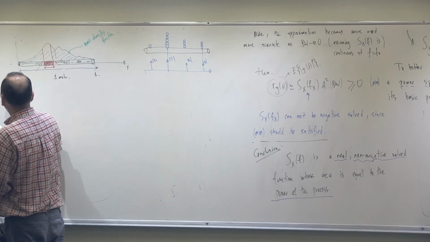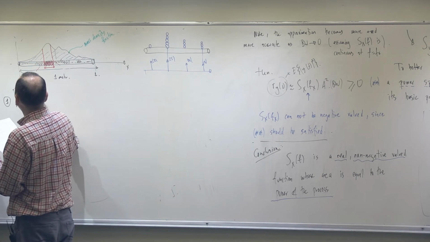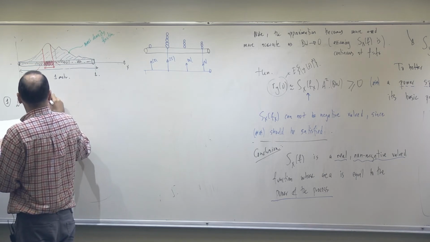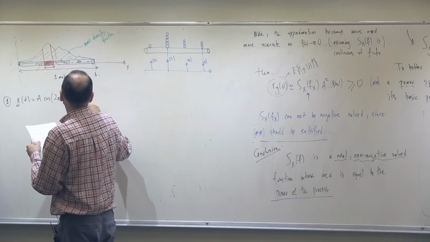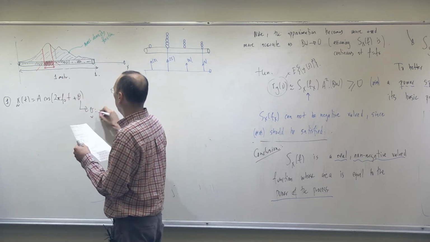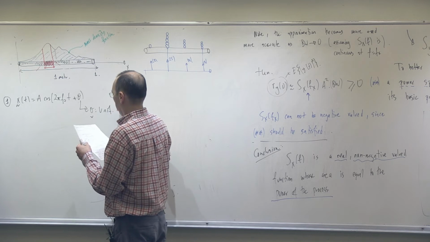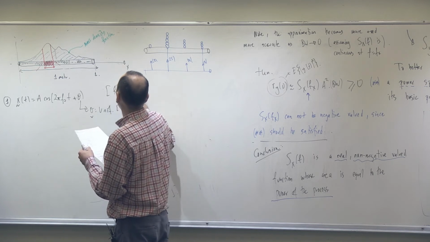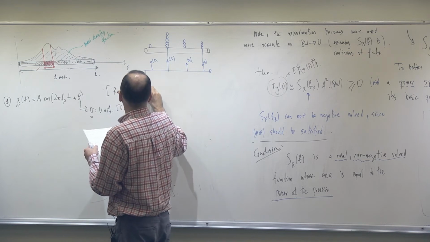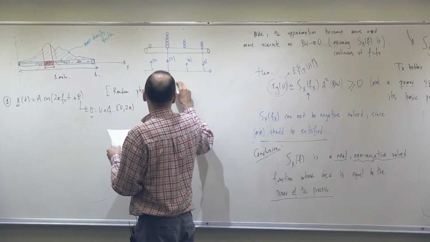Now this is the first example. X of t is a cosine 2 pi f0 t plus theta. This is our familiar example, what we call the random phase cosine. Do you agree?